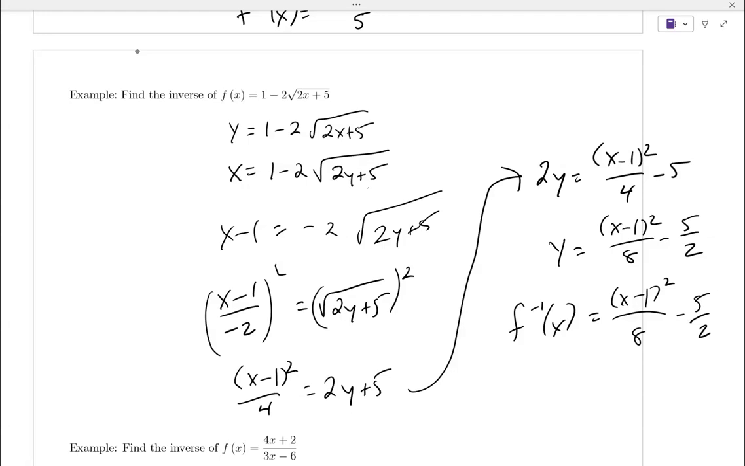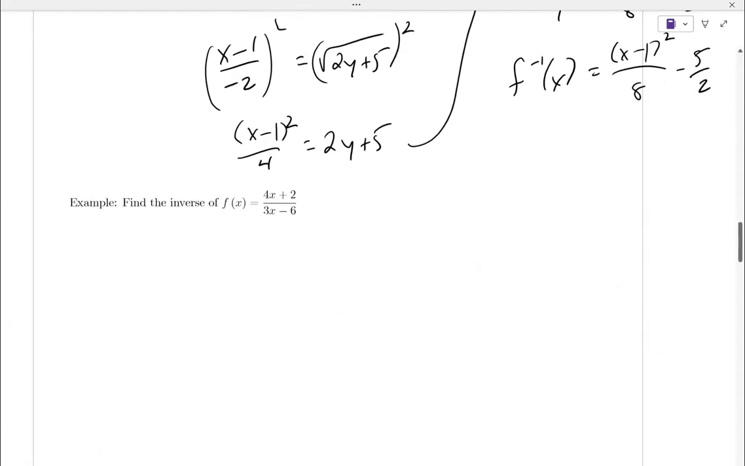So that was actually a question I was going to ask. The original function has a square root in it. Are you surprised that a square pops up in its inverse? No. Right? Because squaring and square roots undo each other, at least to some extent. I'll have a little bit of a discussion about that later.